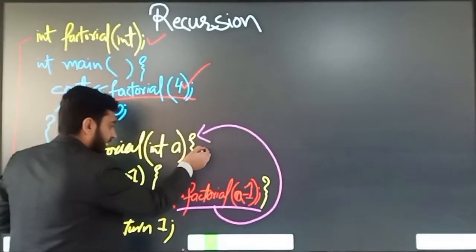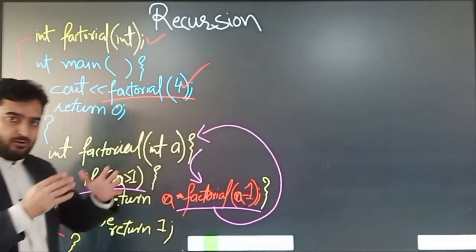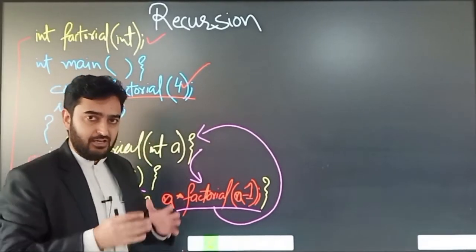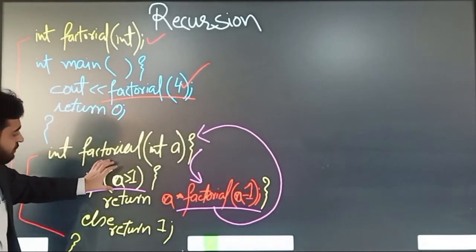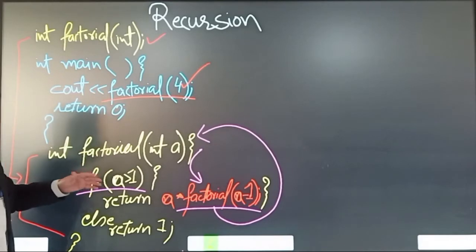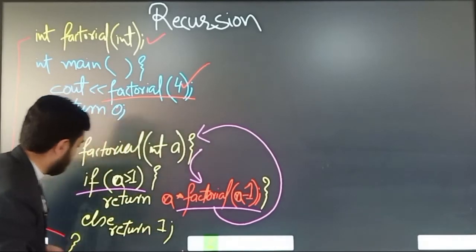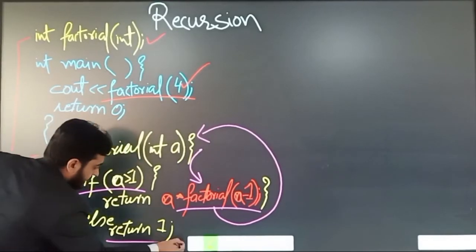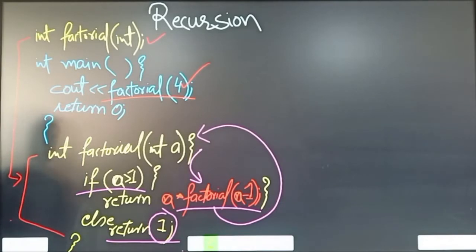In this way we are creating a loop, just like the loops concept in C++. If the value of a is not greater than 1, it means that the value may be equal to 1 or less than 1, then it should return the value 1.